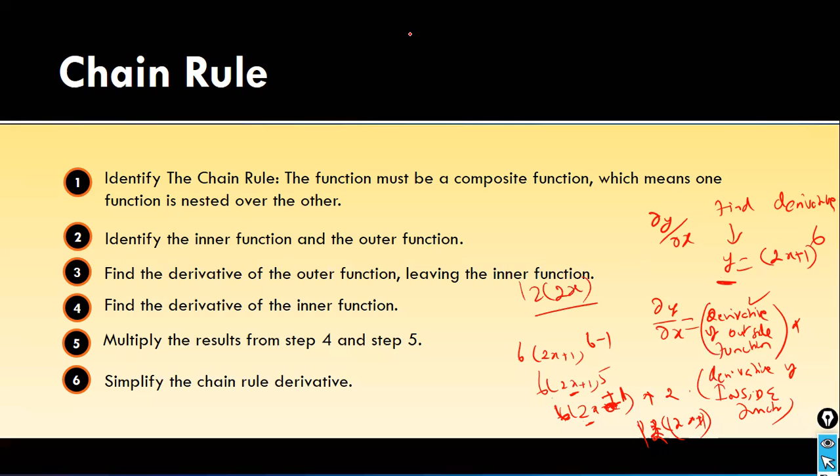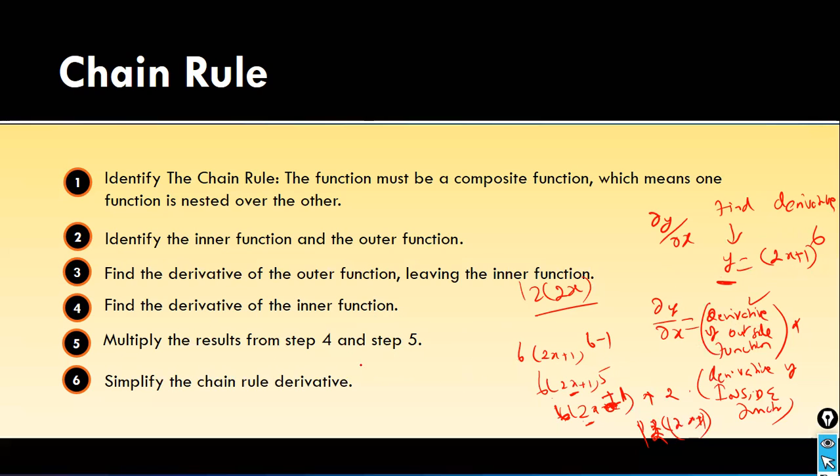So here are the steps. The function must be a composite function, which means one function is nested over the other. Look here, this function is nested inside the outside function. We need to find the derivative of the outer function, leaving the inner function as it is. Once you have found the derivative of the outside function, the next step is to find the derivative of the inner function, the 2x + 1, and multiply the results from the two steps.